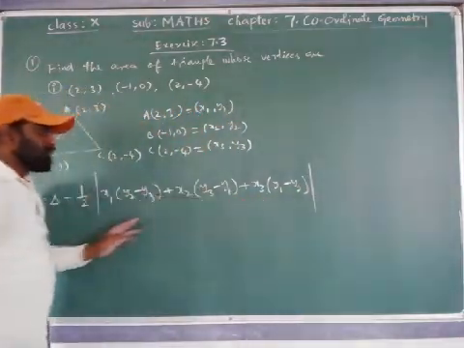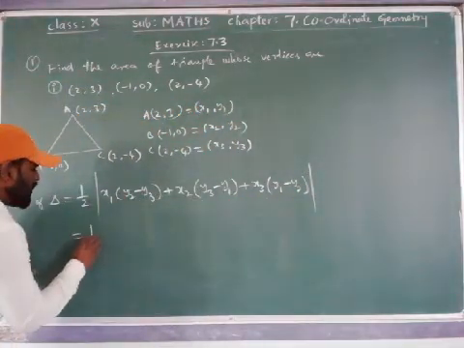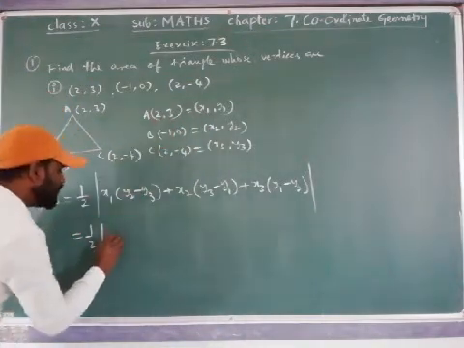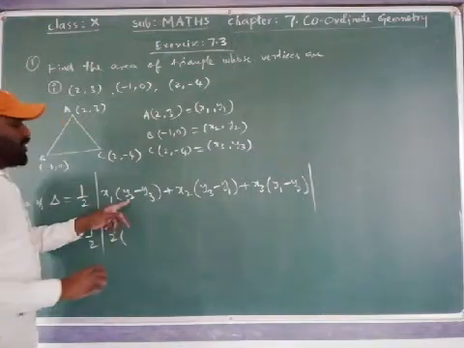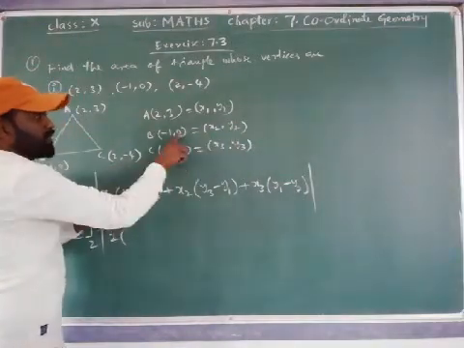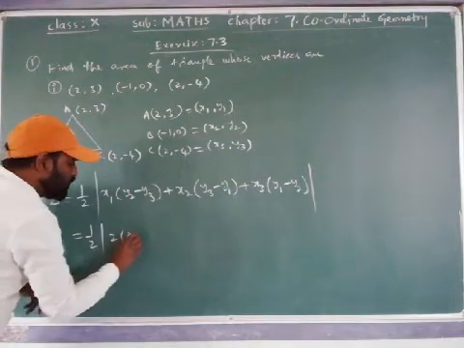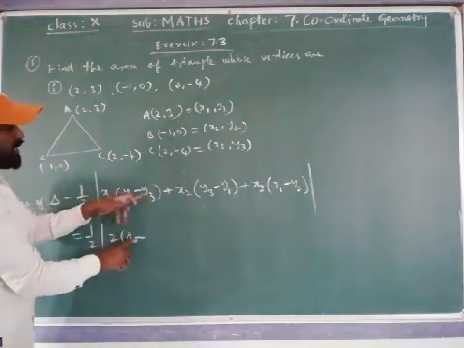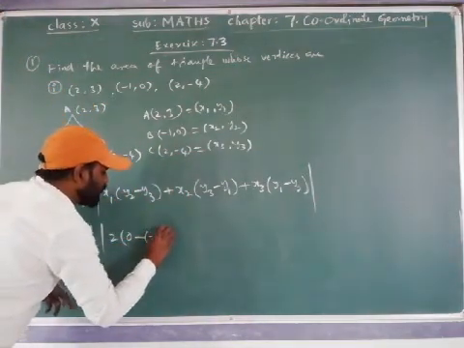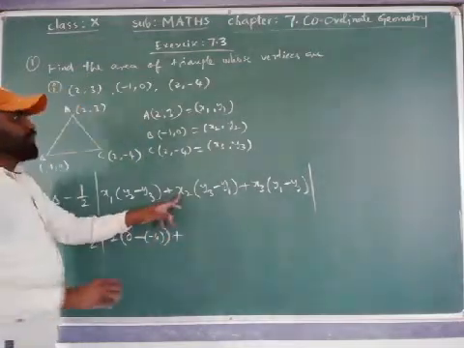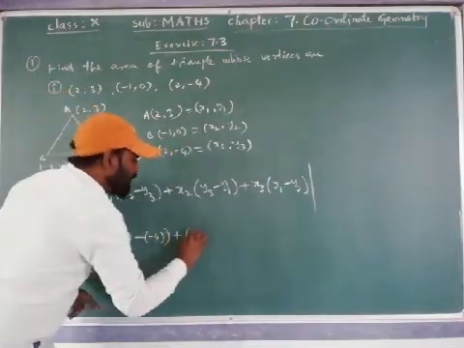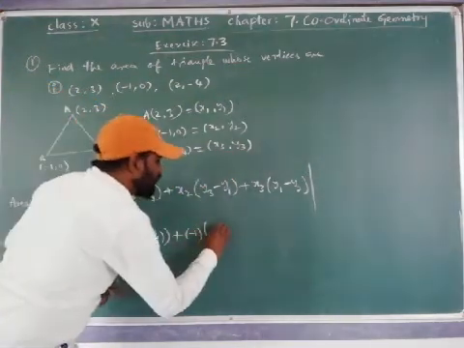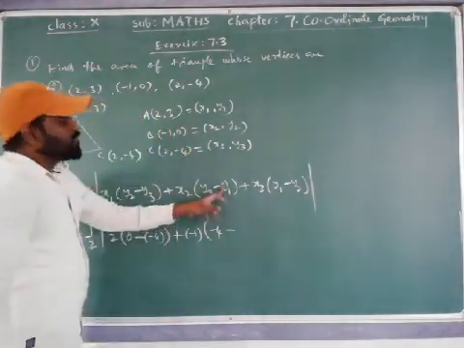Just substitute the values in this. Here you see half into x1. What is x1? This 2. So substitute in the formula. Now y2. y2 is what? 0. Minus y3. What is y3? Minus 4. Here again minus, here again minus. So minus of minus 4. Right. Plus x2. What is x2? Minus 1. So minus 1. Again in the bracket y3. y3 is what? Minus 4. Minus 1 again.